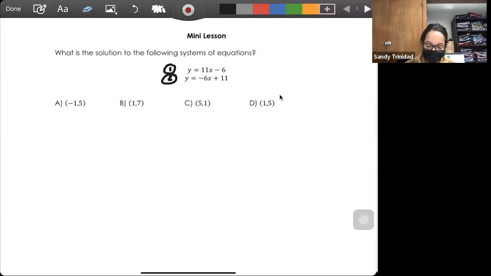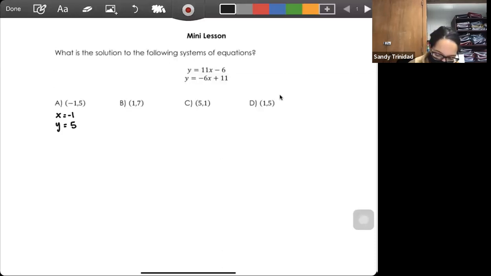Well, whatever the point is has to satisfy both of the equations, right? It has to give me a true statement for both of the equations. So we're going to go through a process of elimination. The first equation that I have is y equals 11x minus 6. So I'm going to check, is the point -1,5 the solution? In this point, I know that x is equal to -1, and I know that y is equal to 5. So I can take these two numbers and plug them into my equations and see if it works for both of them. Okay, it can't just be for one of them. It has to work for both of them in order for it to be a solution.